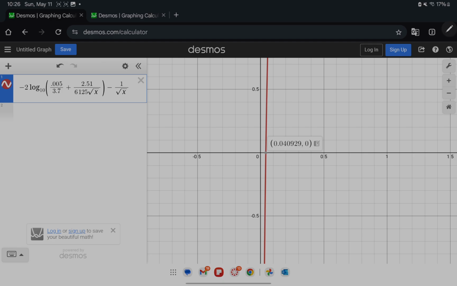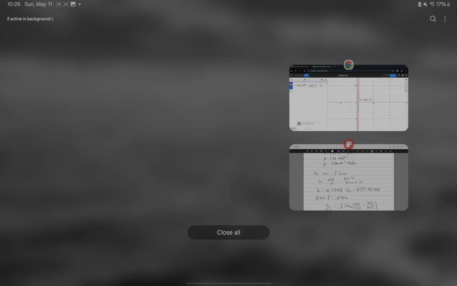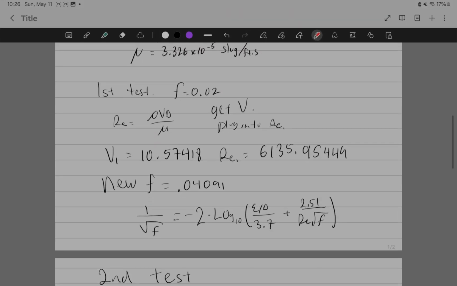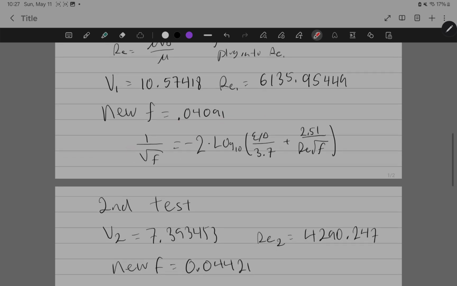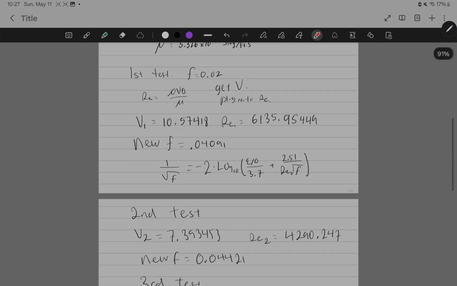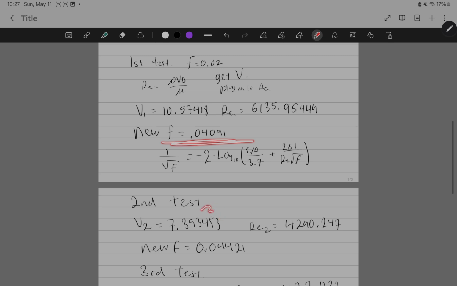So it's 0.040929. And so yeah, 0.0409. I think when I was iterating, I did the full value. Obviously, you should use as many decimals and numbers as you can when solving so that you don't have propagated errors. But with this friction factor, what you do is you use this as your next guess.